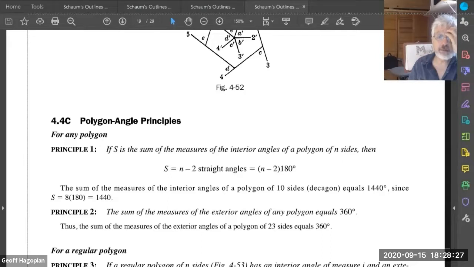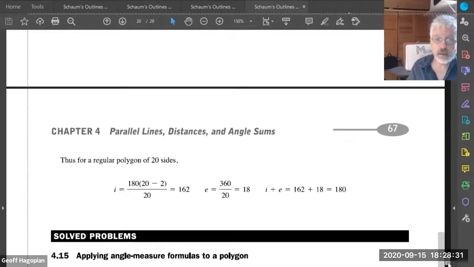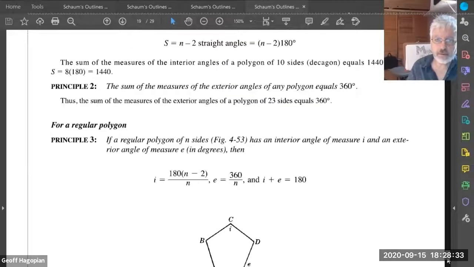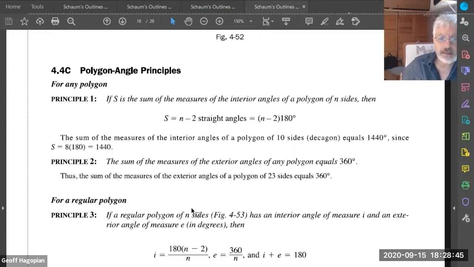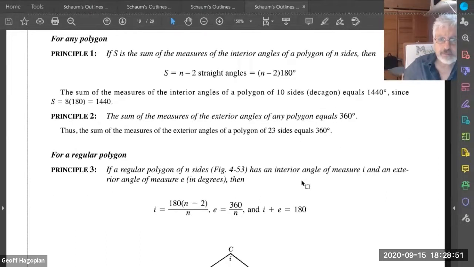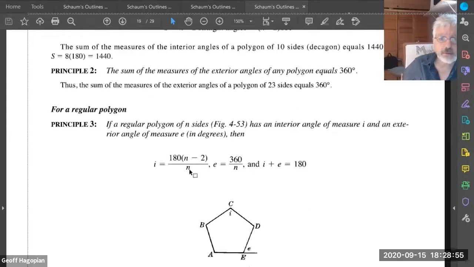Polygon angle principles. Oh, we're going to have some principles. Not a lot of principles here. Okay, so there's only two. For any polygon, if S is the sum of the measures of the interior angles, we talked about that, right? That's our formula. Principle 2 says the sum of the exterior angles is always 360, regardless of the value of n. So that's invariant.